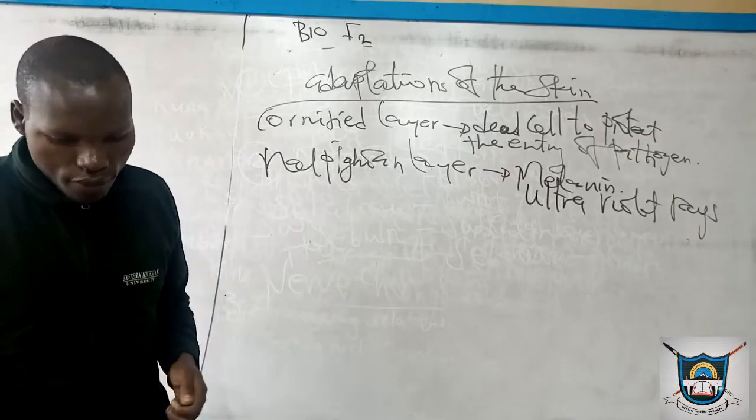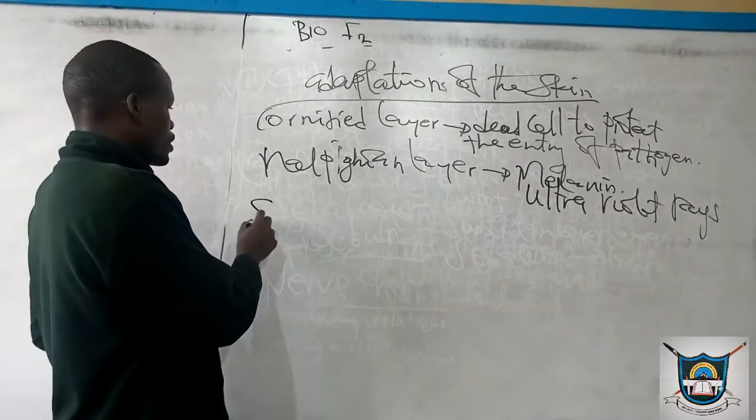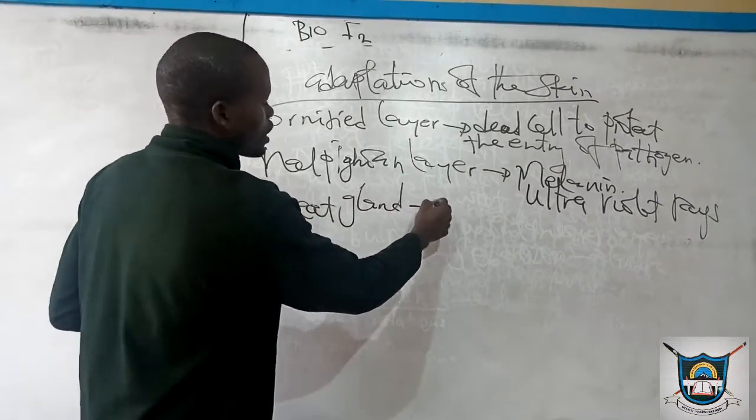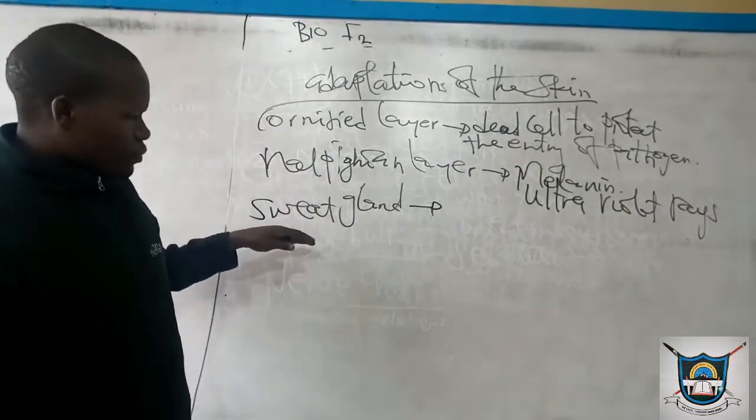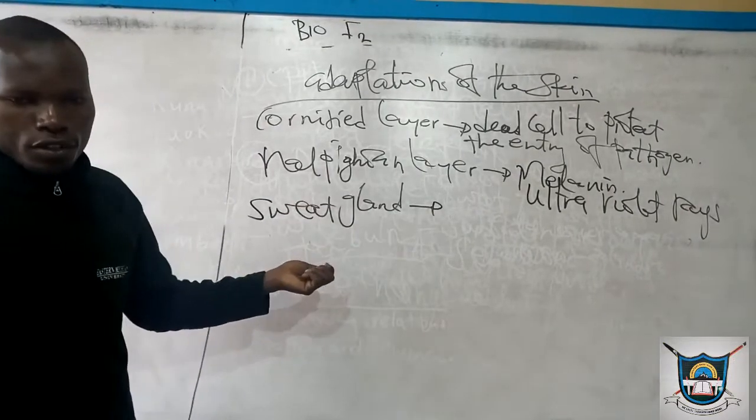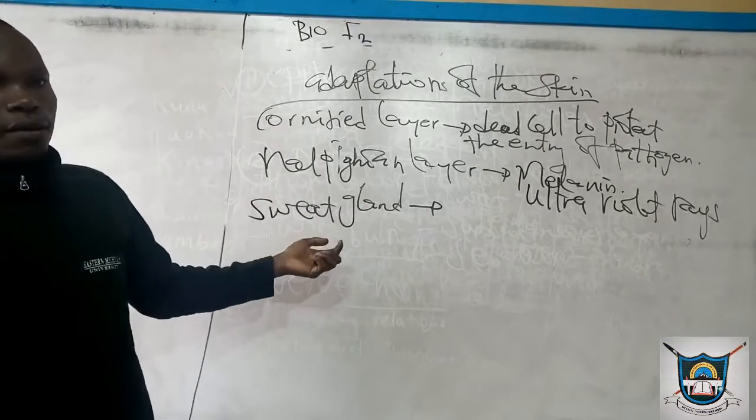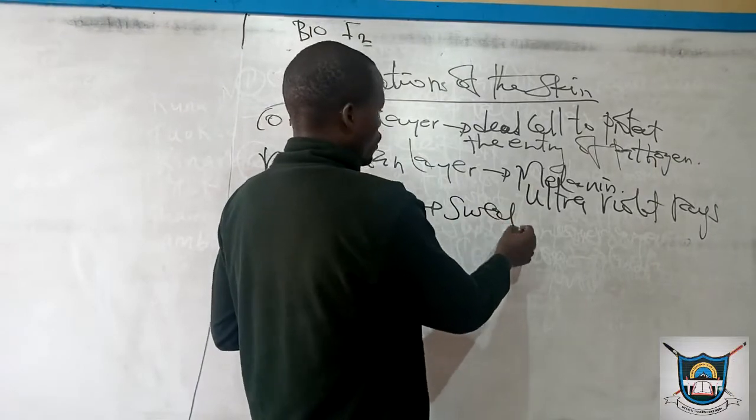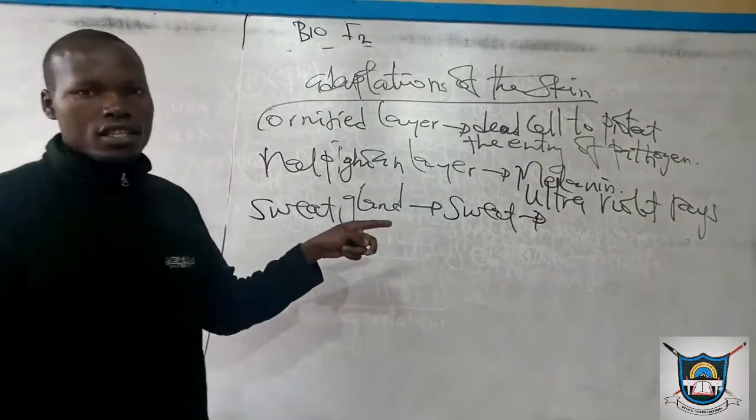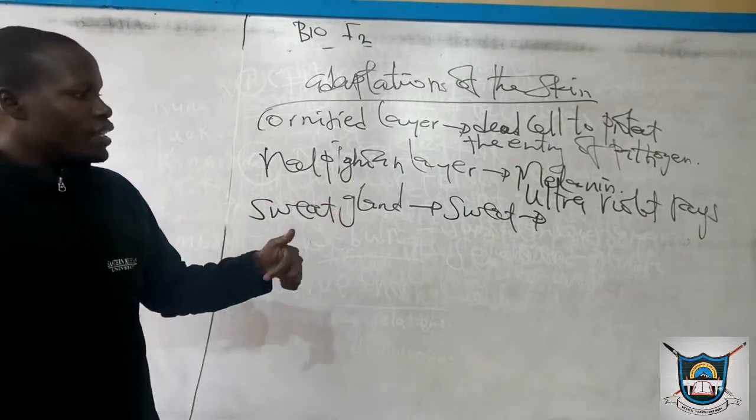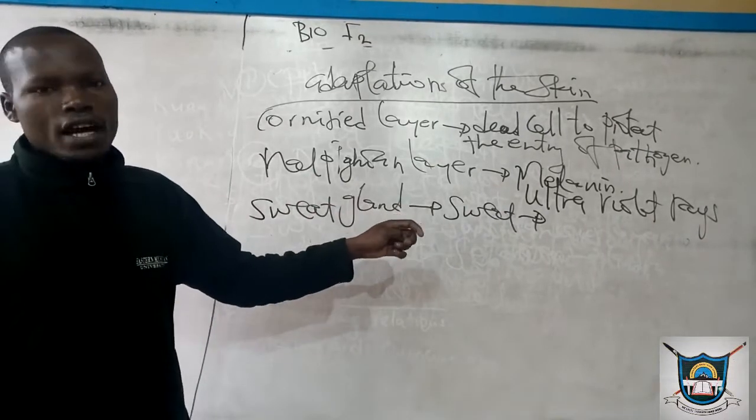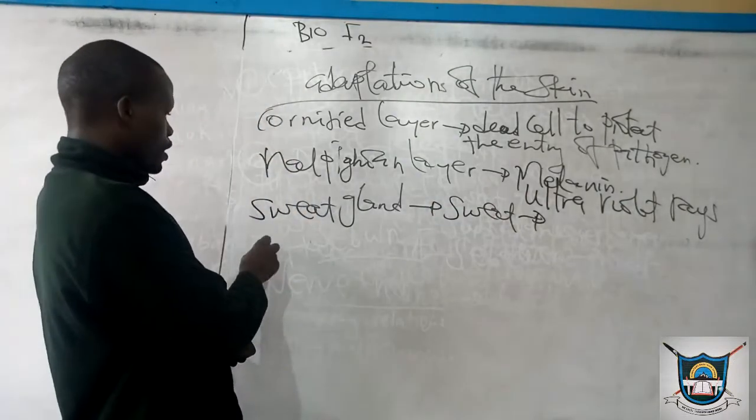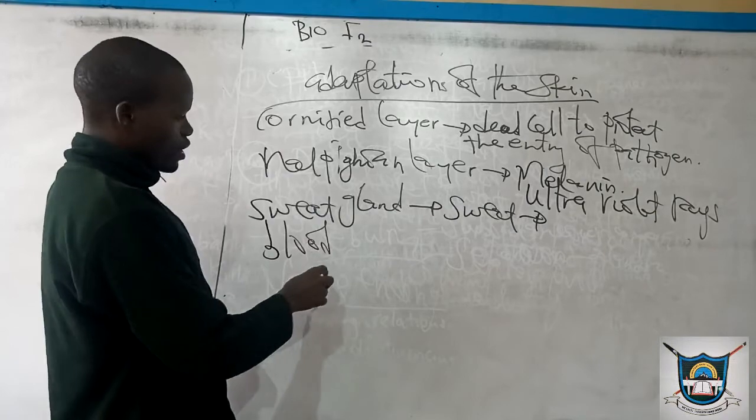We can also say the skin has the sweat glands. These sweat glands produce the sweat. As the sweat comes out, the latent heat of evaporation takes place, thus bringing a cooling effect to the skin. We can again say, lastly, it has the blood vessels.